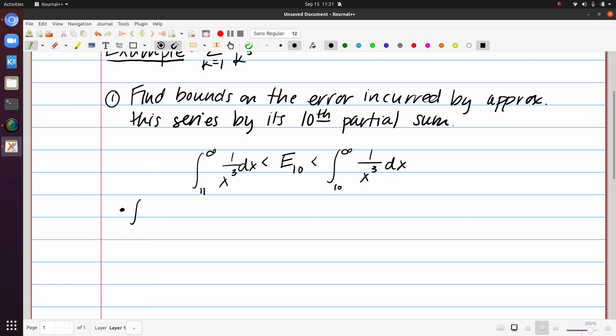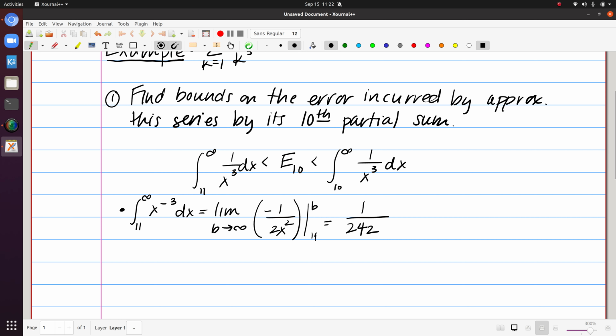So the integral from 11 to infinity of 1 over x cubed, or x to the minus 3, is improper, so I express it as a limit. The antiderivative of x to the minus 3 is negative 1 over 2x squared. We're evaluating that from 11 to b. Plugging in b, we get 0. We're subtracting a negative, so we add it, and this leaves us with 1 over 2 times 11 squared, which is 1 over 242.